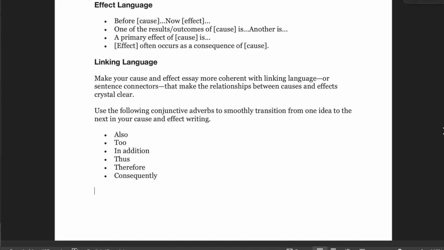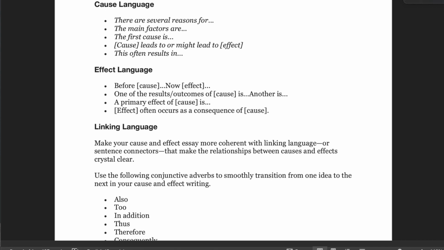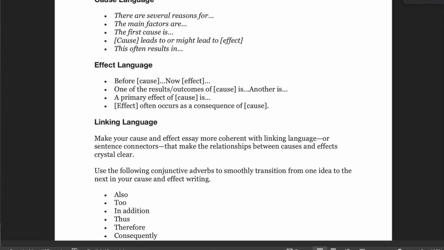You can always go back to a transitional sentences sheet, which we have done before in our class, and pick some other ones that are there, but these are the big ones. So this is a thank you to Athabasca University for their wonderfully outlined use of cause and effect language.